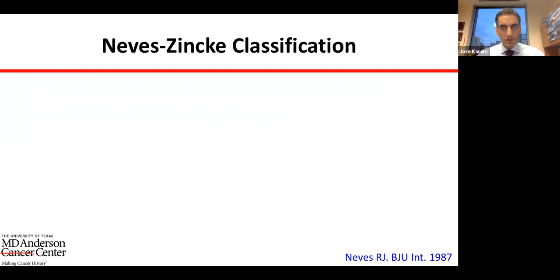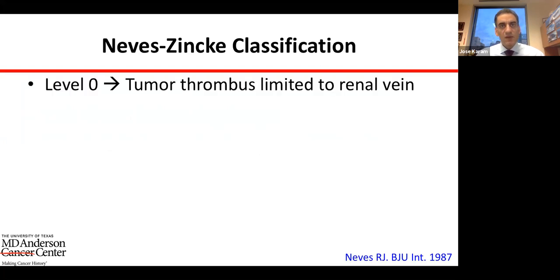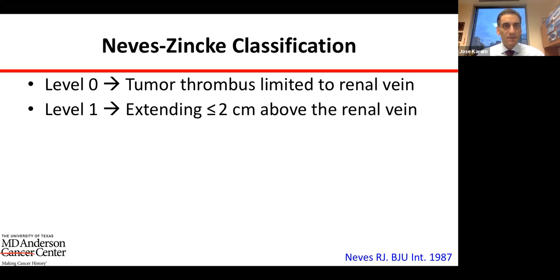However, for surgical purposes, when we're in the operating room or when we're planning to go to the operating room, there's a more useful classification, and that's called the Neves-Zincke classification that's been developed at the Mayo Clinic in Rochester in Minnesota. And that one goes as follows. So level 0 is a tumor thrombus that's limited to the renal vein, so it has not gone to the IVC yet. Level 1 is a tumor thrombus that's now in the IVC, but it's extending less than 2 centimeters above the renal vein ostium.